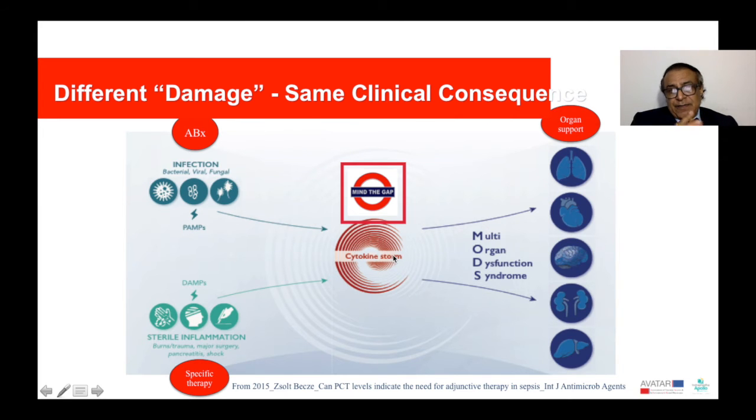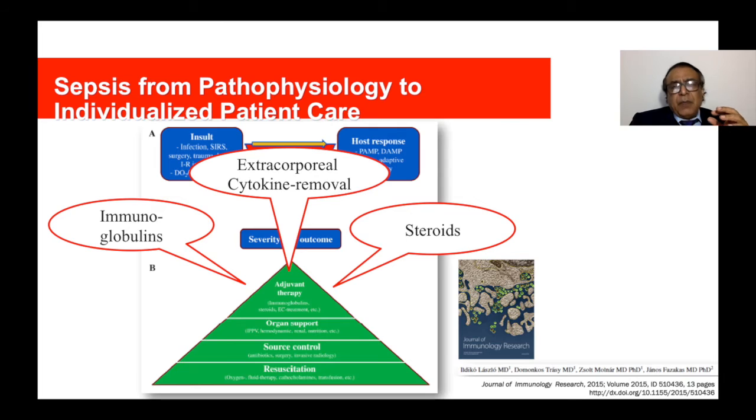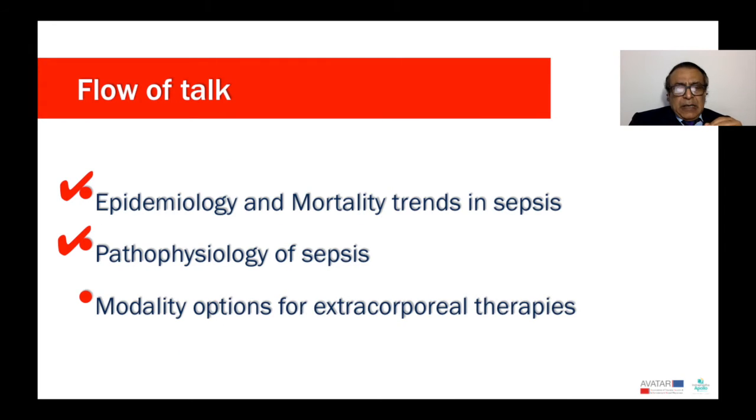So, what do we have to offer a patient to act on these cytokine storms? A lot of strategies have come up, but still only a few of them have actually seen clinical care, like extracorporeal cytokine removal, steroids, immunoglobulins, etc. Now, with this background, since I'm concentrating only on extracorporeal therapy, and that too primarily the Cytosorb, let's look at the modality options for extracorporeal therapies.